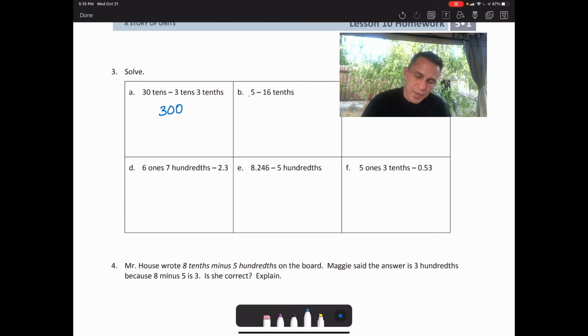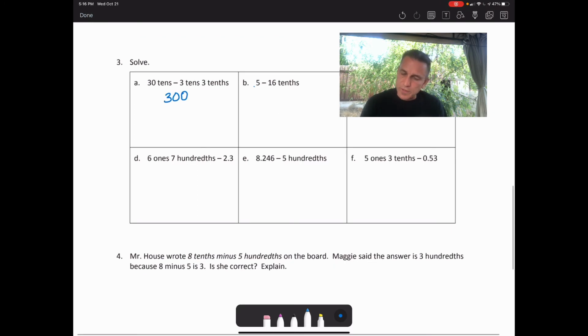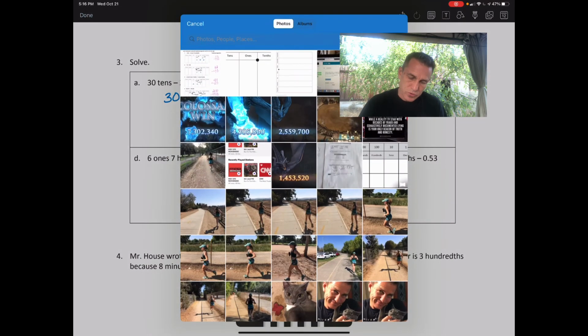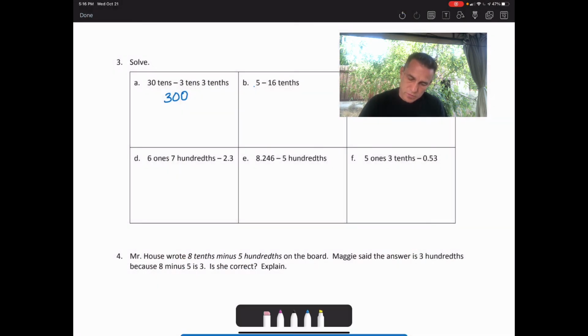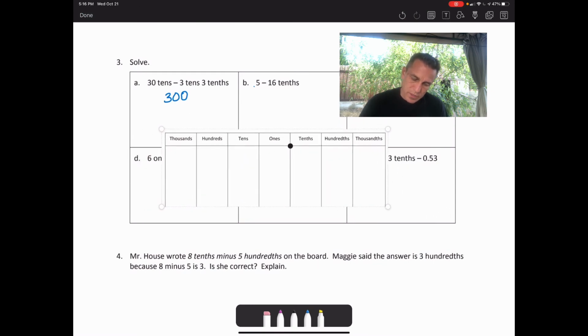And we're going to subtract 3 tens and 3 tenths. So let's use our place value chart to help us out here. So what I'm going to do is I'm going to pull up the place value chart and use that.